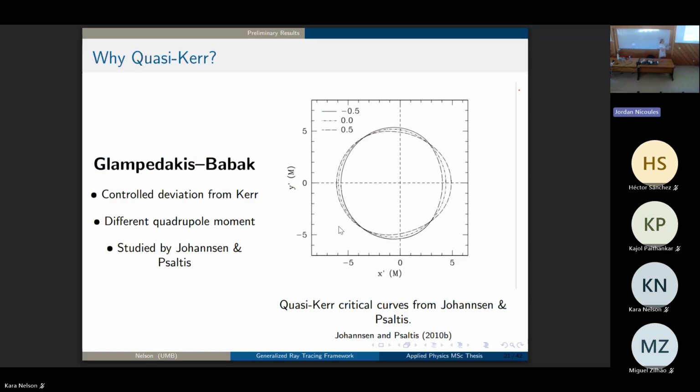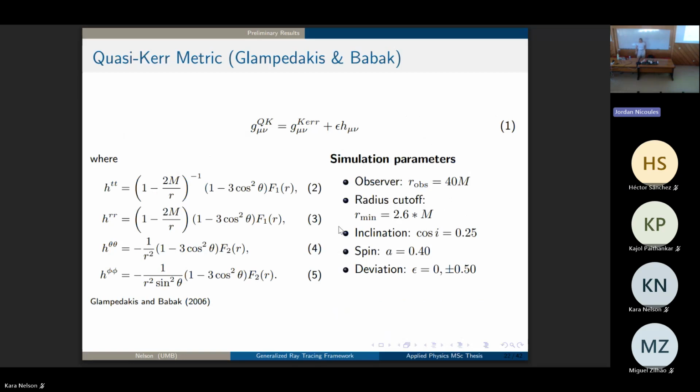We're still working on this comparison, but it's a nice natural first step for us. So here's the metric. You can see it is a deviation from Kerr. Epsilon is our deviation parameter, so we can vary that and get further away from Kerr or closer to Kerr, whatever we're curious about. And then you have the metric defined with each.